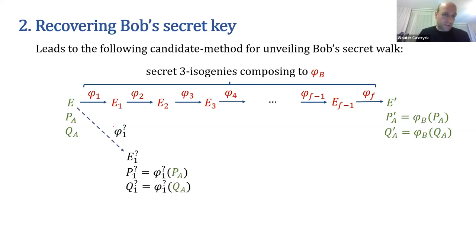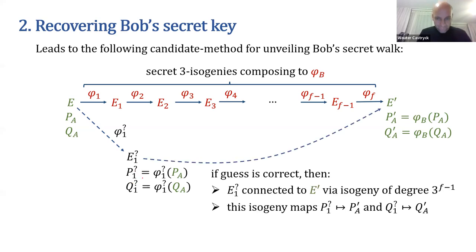And so we have 3 possible guesses for phi 1. So let's make a guess. Let's call this guess phi 1 question mark. We take this step, we land on a curve E1 question mark. So maybe this is E1, maybe it's not. And we push forward these points, PA and QA, through this guess, and we land on points P1 question mark and Q1 question mark. And now we would like to test, did we make the correct choice?